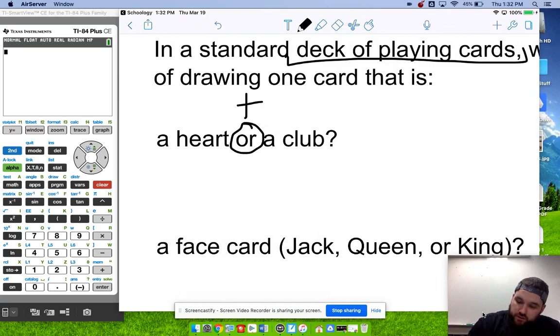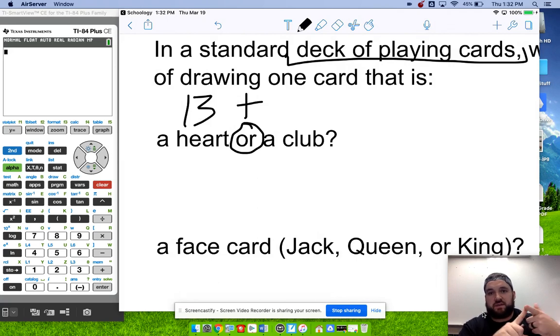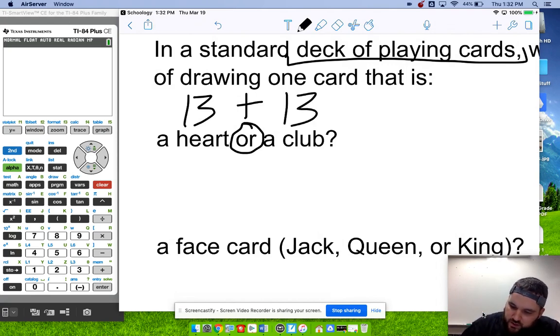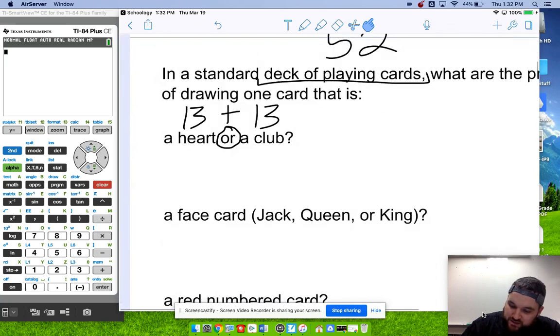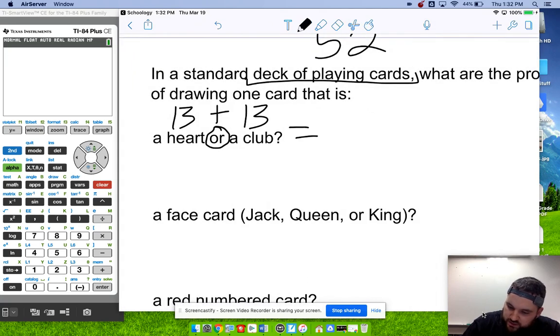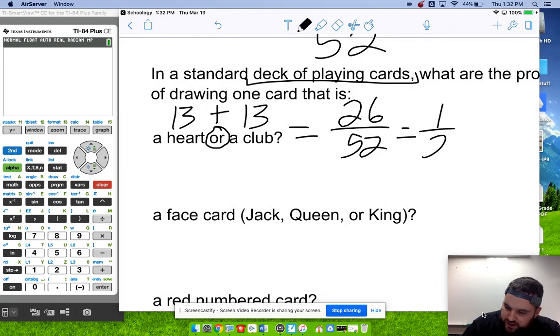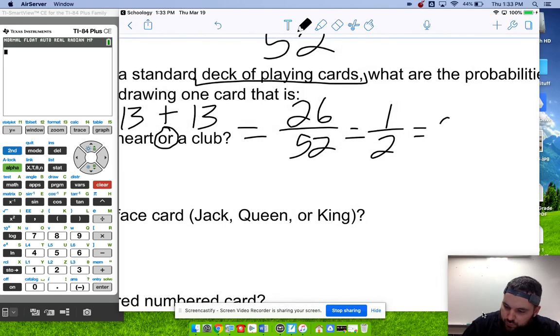So how many hearts are in the deck? If you're unsure, every hearts, spades, diamonds, clubs, there are 13 of each, and that's 13 by 4 gives me the 52. So 13 hearts, there are also 13 clubs, which means my event space, heart or club, is 26 out of 52, which is half or 0.5.